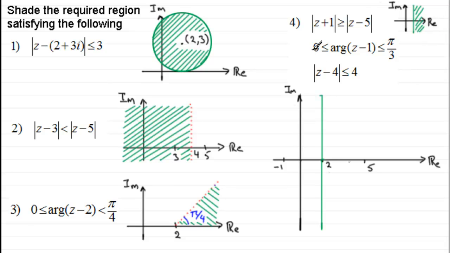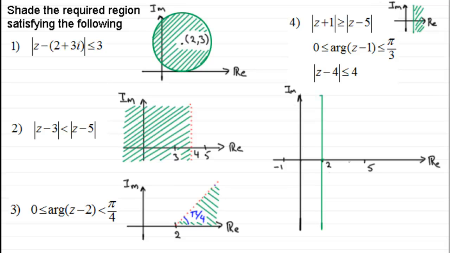Now we come on to this second inequality, the arg of z minus 1. It's got to be greater than or equal to 0 radians, but less than or equal to pi upon 3 radians. And so this represents a half line, a half line starting at 1 on the real axis and then going up at an angle of pi upon 3 radians. And it's going to be a solid line because we've got less than or equal to here.